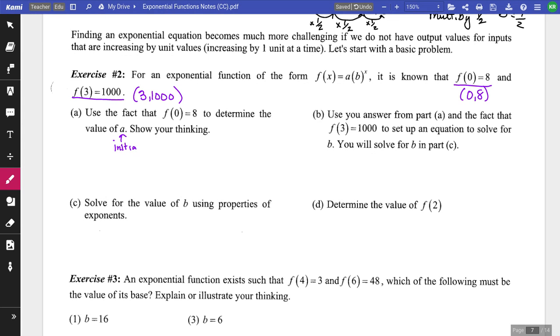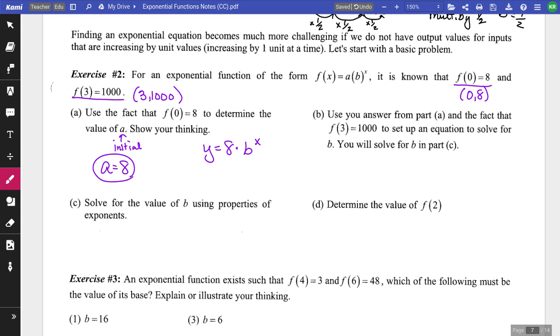So if I'm starting at 0, 0 is 8, my initial value is going to be 8. That's one piece that we need to be able to write our exponential equation. So we know our starting point is 8. The other piece of information we have is the ordered pair 3, 1000. I need to find the value of B, but I don't have the right kind of information to see what the value of B is right now.